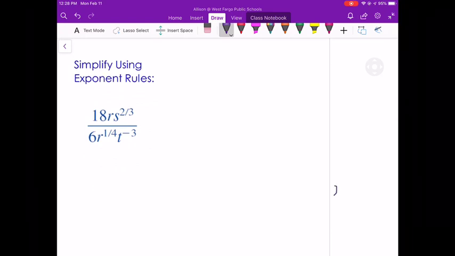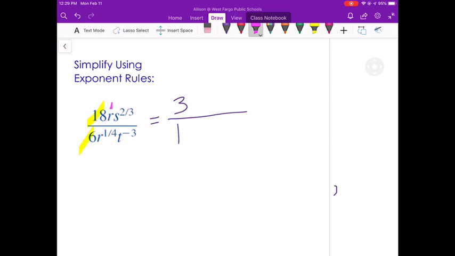All right. So let's look at this example. We got multiple things going on here. Let's first simplify our constants. 18 divided by 6 is 3. 6 goes into 18 3 times, 6 goes into 6 once. So 3 over 1. The 1's not necessary, but you could write it.